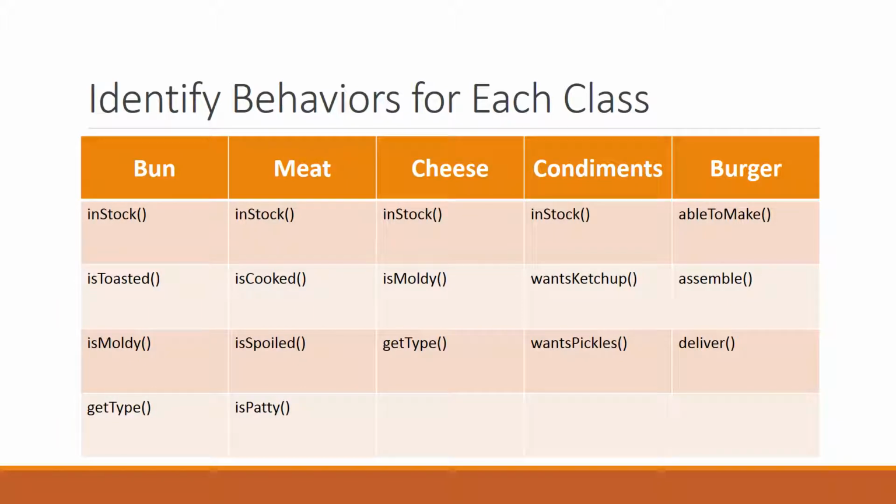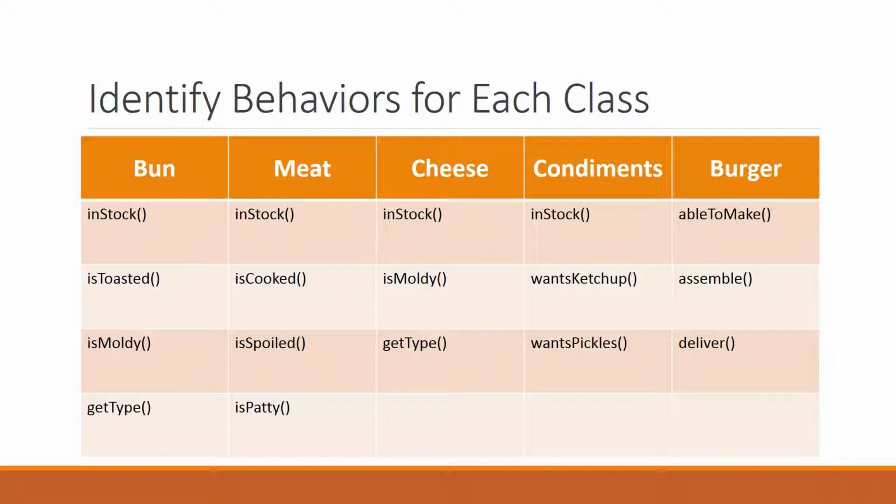On this chart, I broke down the behaviors for each of the classes within our program. The class names are the 5 things still on top: bun, meat, cheese, condiments, and burger. If we were talking about the bun, for example, we want to know, do we have buns in stock? Checking the description, are they in stock? Is the bun toasted? Is it moldy? And then get the type of bun that we want, which would kind of throw off the in-stock method a little bit, but that's okay.